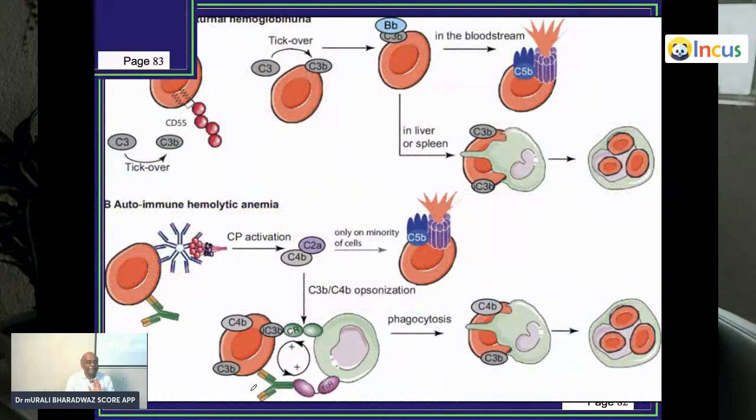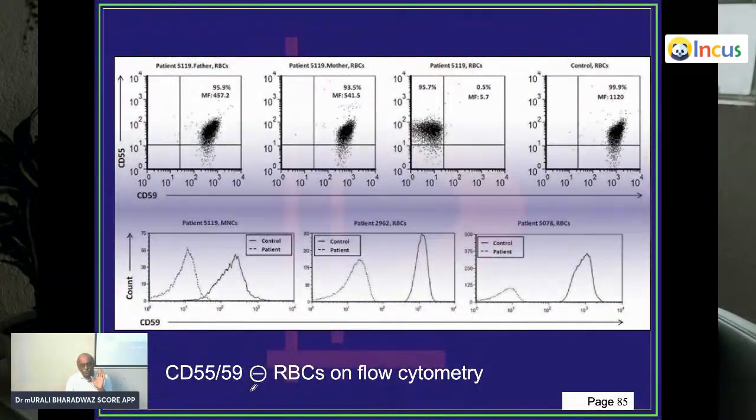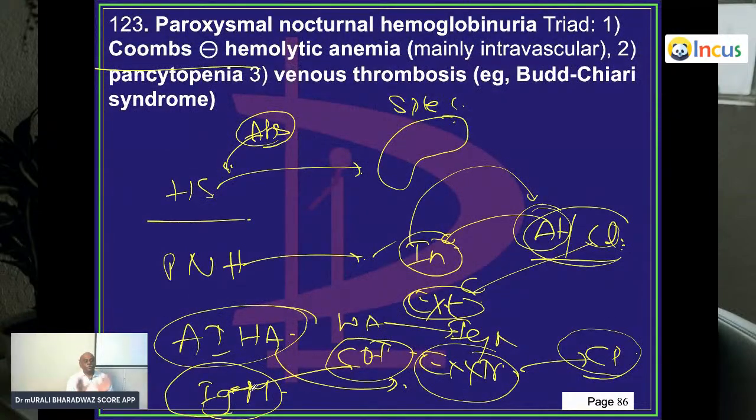I like that. Then what will you remember? Triad. So what is the triad? Coombs negative, and hereditary is also Coombs negative. Autoimmune hemolytic anemia is Coombs positive, and their warm is IgG. Cold is IgM. Then here what do I get? Pancytopenia. The boss said, pancytopenia in PNH means think of aplastic crisis.